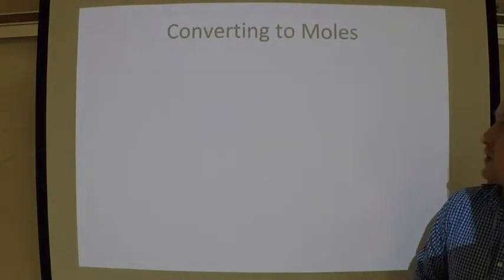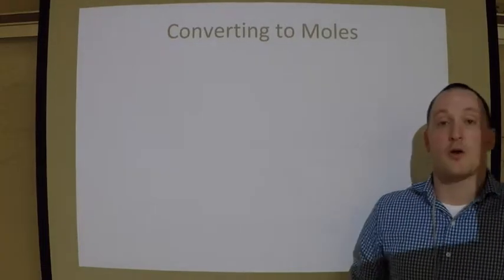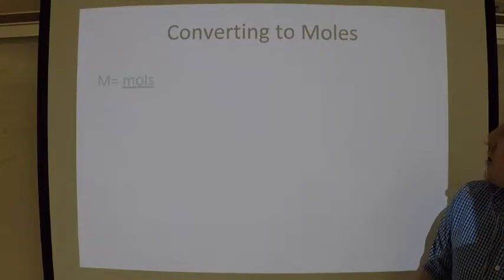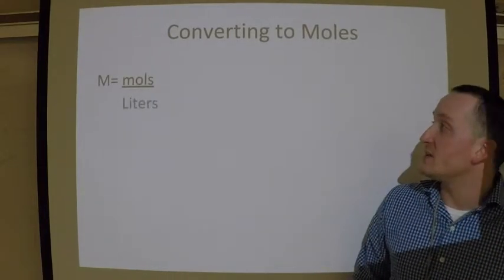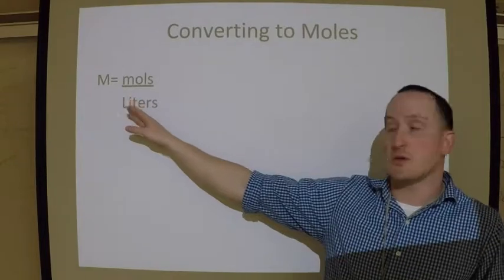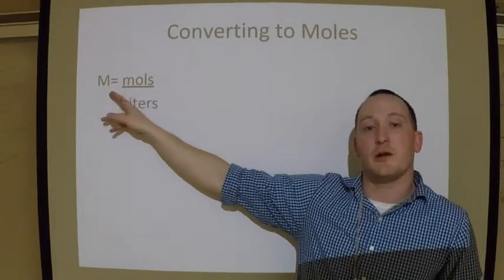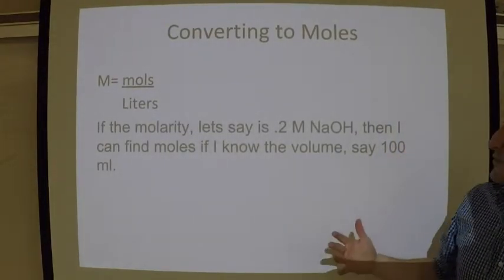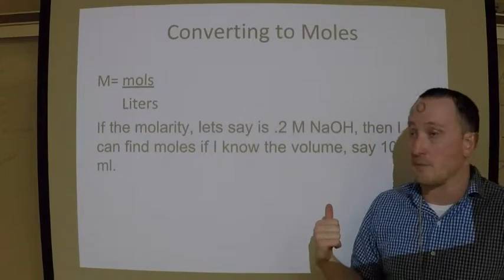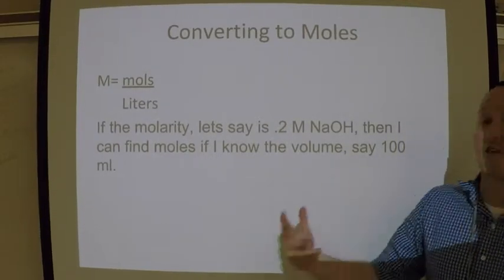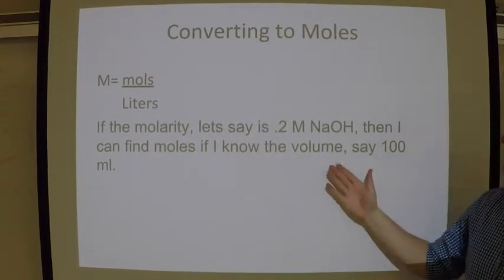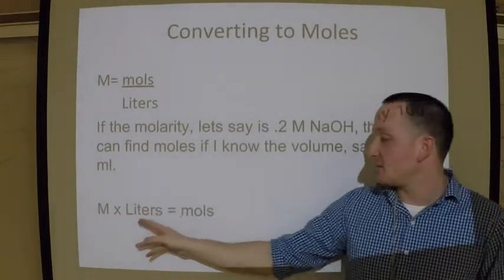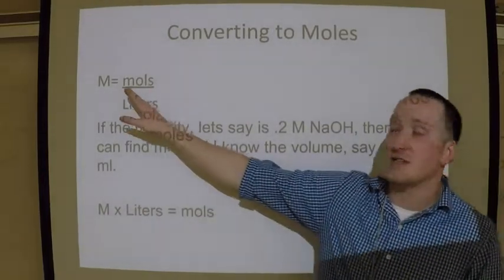All right, what we're going to do in this next part is we're going to go over how we do those, kind of rehash how we do those conversions. So, the first way, again, we said is by using our molarity equation. Okay, so capital M here means molarity. Molarity is equal to moles divided by liters. So let's say I have a molarity of something and it's 0.2 molar sodium hydroxide. Then I can find moles of the substance if I know the volume, and let's say it's 100 milliliters. So molarity times liters gets us moles. All that I did is I rearranged this equation.